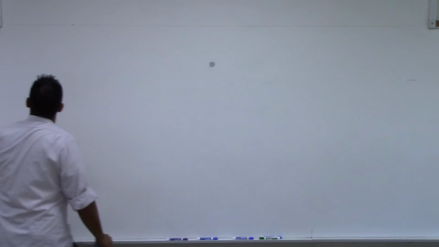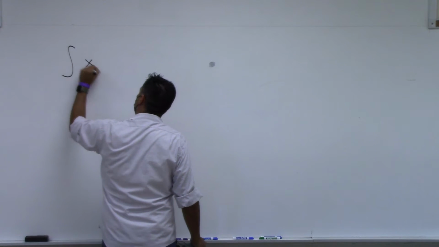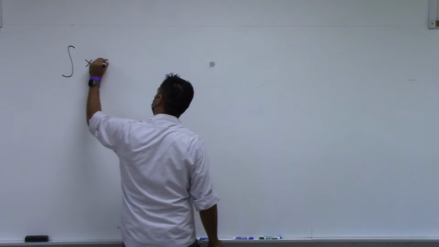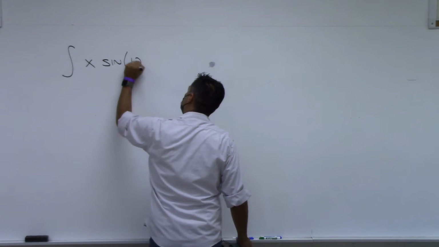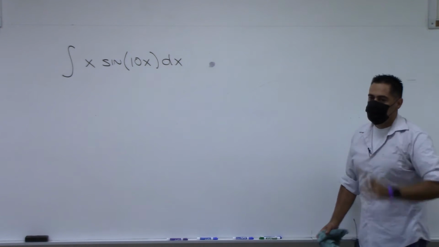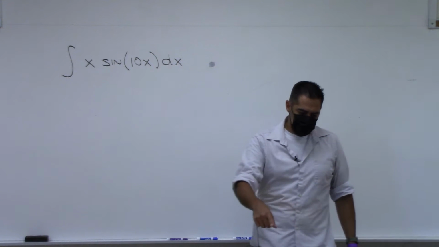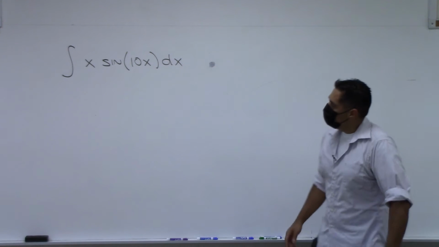All right, so the first example, let's do the antiderivative of x sine of 10x dx. Y'all can see that from home? That's all right? Okay? Yes.